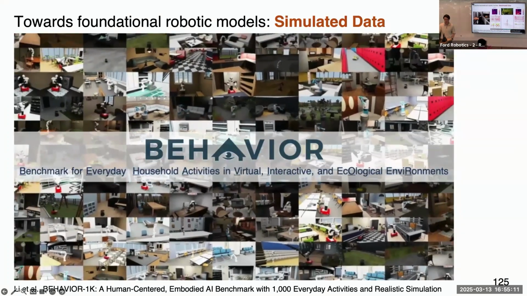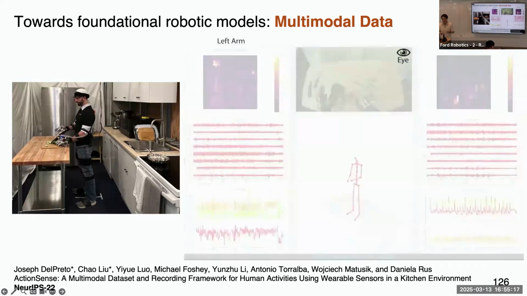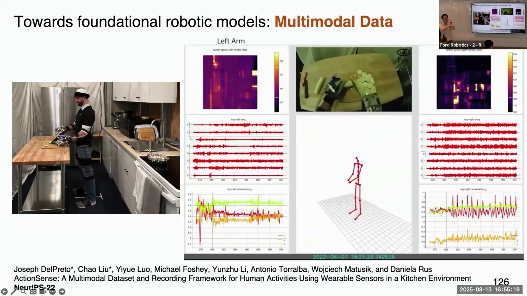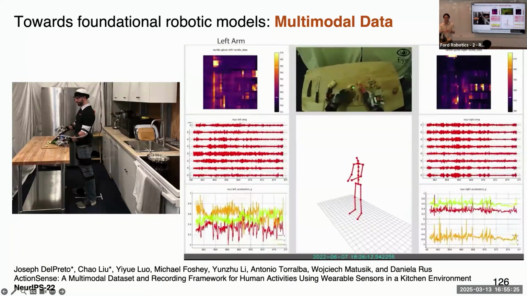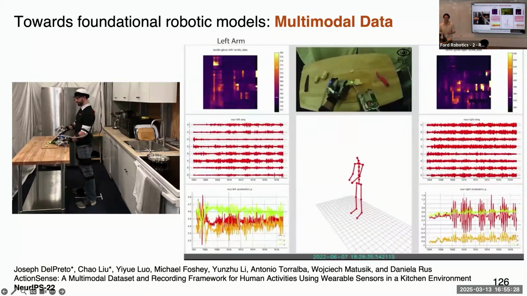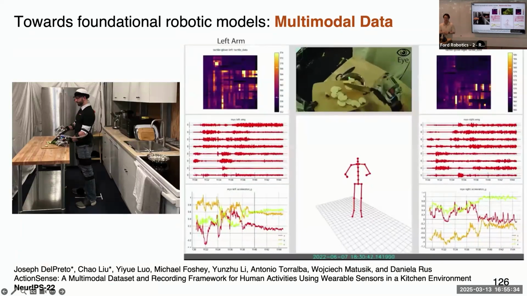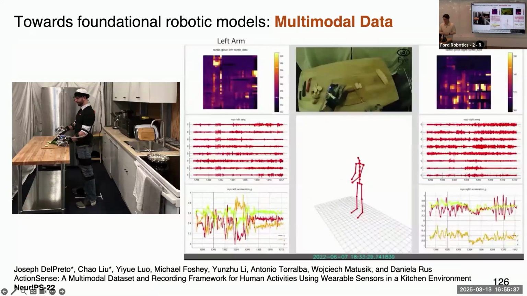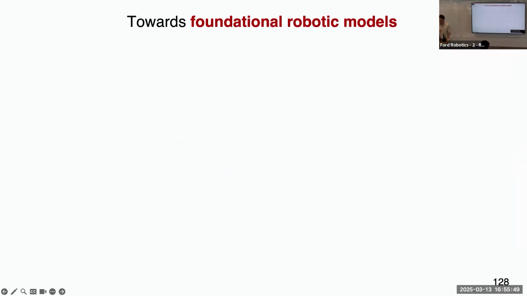We have also been collecting multimodal data, including tactile data, gaze information, audio information, human body pose information, and even muscle signals. To capture the interactions between the human and the environment, especially in the cooking domain, a lot of kitchen scenarios are being considered inside this dataset to understand how different modalities overlap and complement each other. So those are the three, what I argue, most important pillars to really getting us towards foundational robotic models.